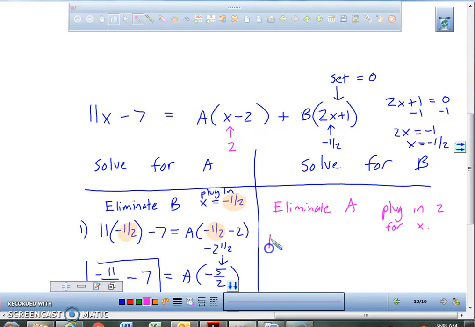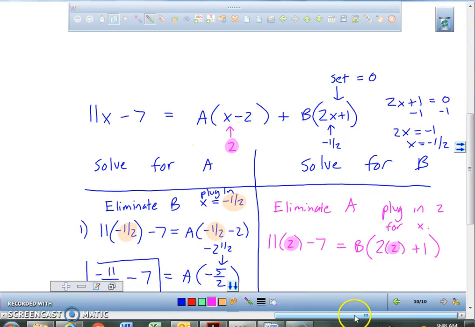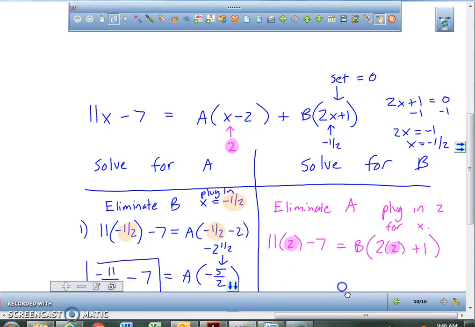So right now we have an 11. We're going to open up a parentheses, plug in a 2, minus 7, and say that's equal to B. Now we have a 2. I'm going to open up another parentheses, plug in a 2, and add 1. I want you to understand that in this 2x plus 1, I've plugged in a 2 for that x, and I've plugged in a 2 right there. Notice I didn't write anything for a because we know that's canceled out.